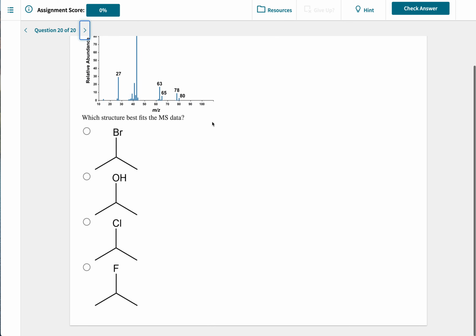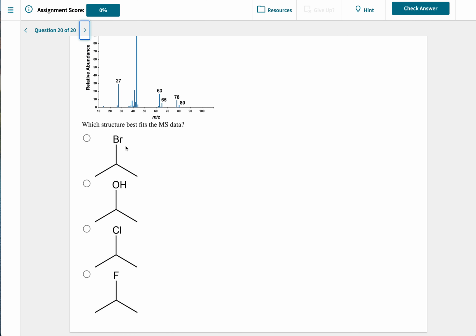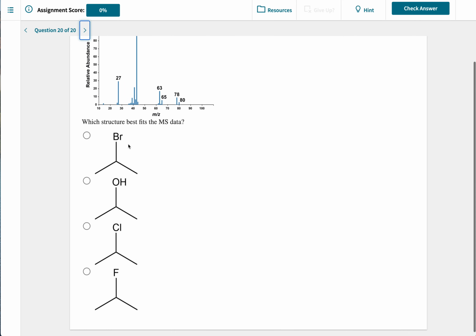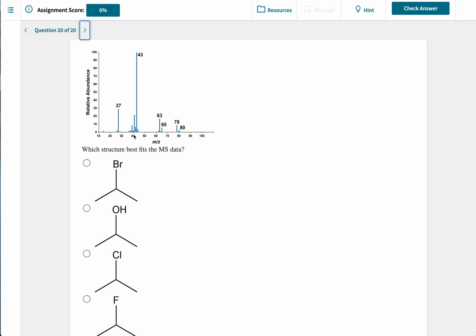And then the last one on here, which structure best fits the mass spec data? You have 4 different molecules. They have 4 different molecular weights. The easiest way to answer this question would be to add up the molecular weights of all 4 of these guys and compare that to the 78 and 80 that you see in the provided mass spec.